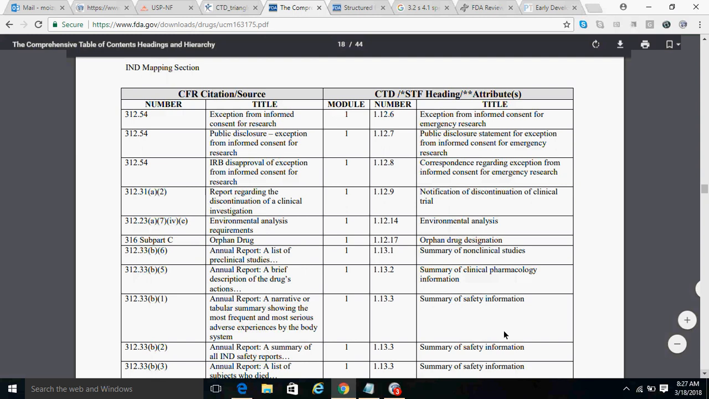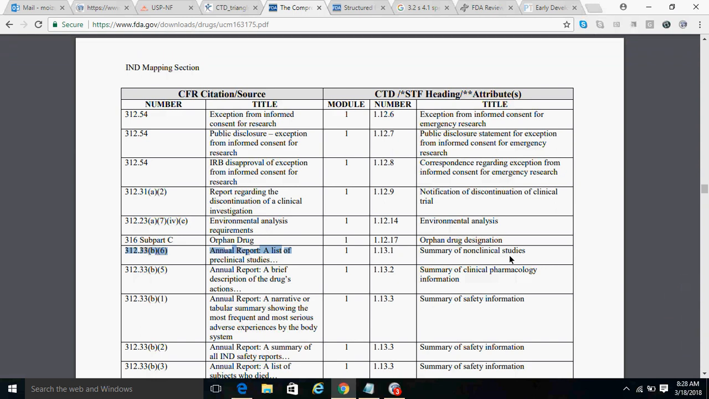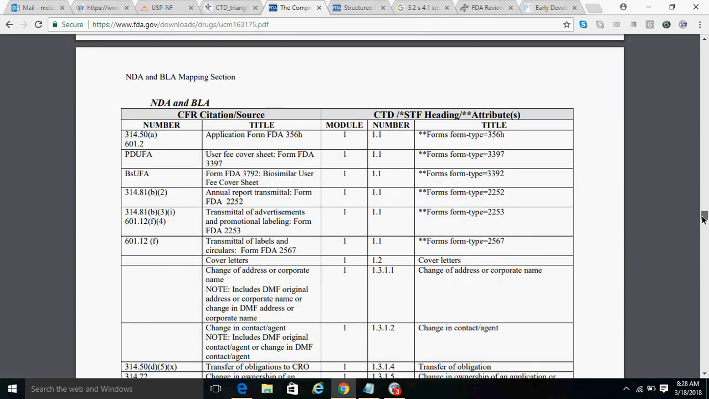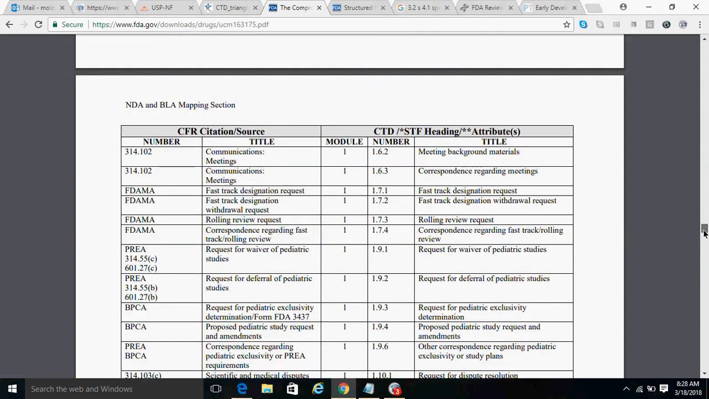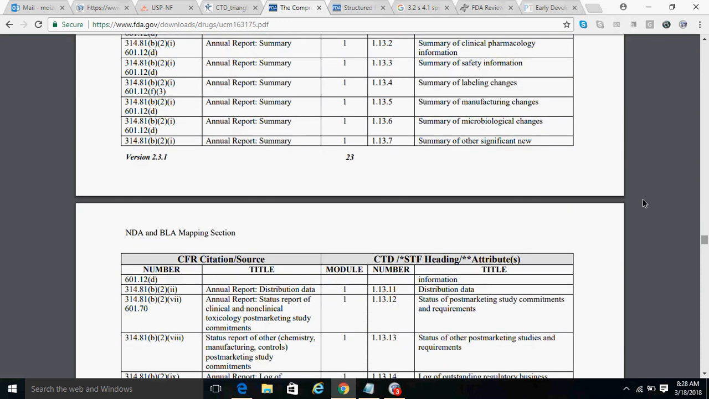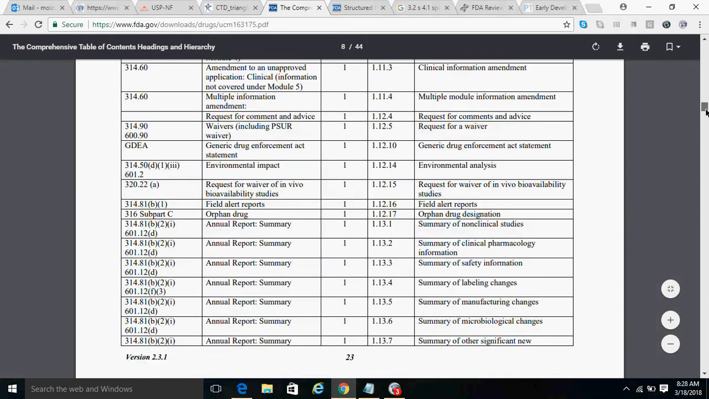These are all module 1, guys. Whatever, you can pick up anything. Like this section, annual report, list of preclinical studies, summary of non-clinical report has to be submitted here. So in this way, this thing will help you. The IND mapping section will help you with what exactly your company is planning to do and what the Code of Federal Regulations is for it. What is the CFR for it, right? Code, reason, title, module, section number. This is your section number and what exactly it is. Summary of microbial changes or anything. So this helps you a lot.